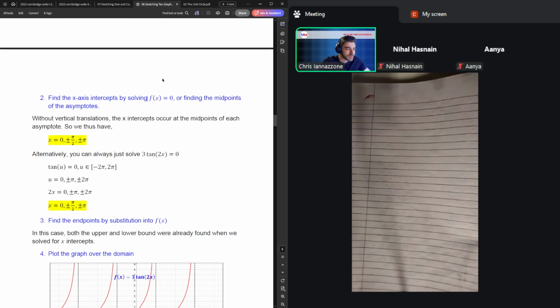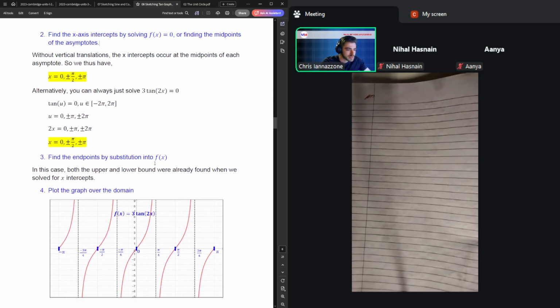Next up, solving for x-intercepts. So for literally any graph, we're always just doing f of x equals 0, right? Letting y equals 0. One of the things you can do to save a bit of time when it's as simple as this, when there's nothing else other than dilation factors, is you'll actually notice that the x-intercepts of the graph are always in the middle of the asymptotes that you found.